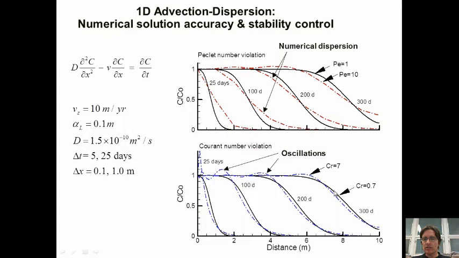Our slope here hasn't been too badly affected. We're getting the same slope. So not too much numerical dispersion, but these oscillations. And in fact, the solution can blow up too. It can become very unstable. So we really need to be careful with our grid and our time step discretization.